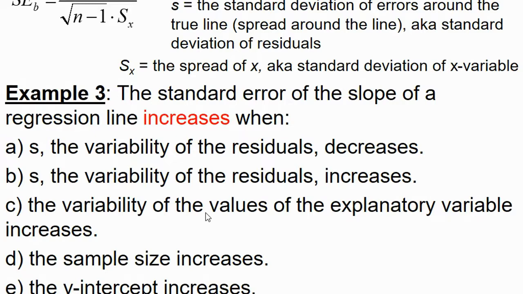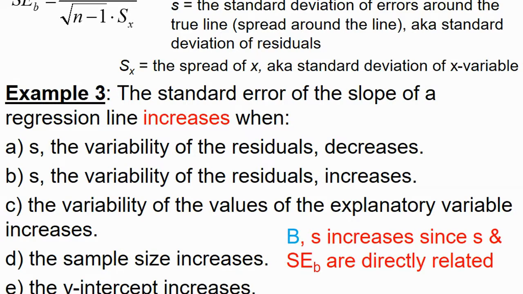The standard error of the slope of a regression line increases when? Is it A, when the variability of the residuals decreases? Nope, because that's in the numerator. Is it B, when the variability of the residuals increases? Probably, yeah, that sounds right. C, the variability of the explanatory variable increases. Well, that's a no, because if Sx increases, the fraction gets smaller. If sample size increases, the fraction gets smaller. And the y-intercept has nothing to do with it. So B. Again, make sure you know the formula and how it relates to the standard error of the slope.